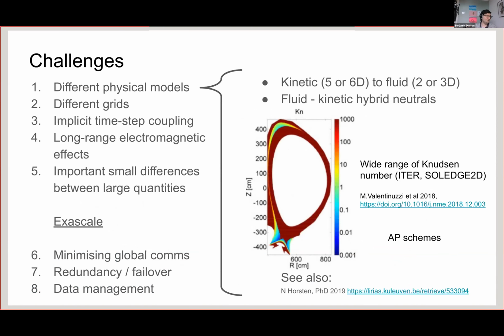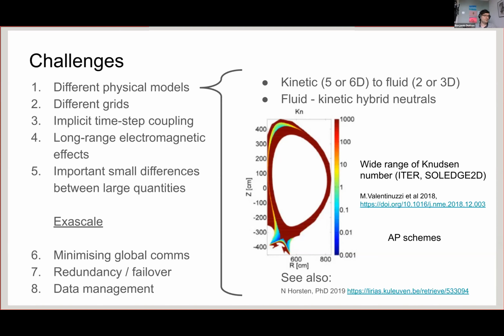So let's see. This is an example from this paper here, looking at kinetic models. We have different regions of the grid where there is something called the Dudson number. If it's bigger than 1, then it's a kinetic kind of model. If it's less than 1, then it's a fluid-like model.